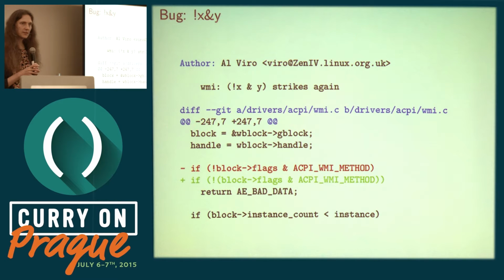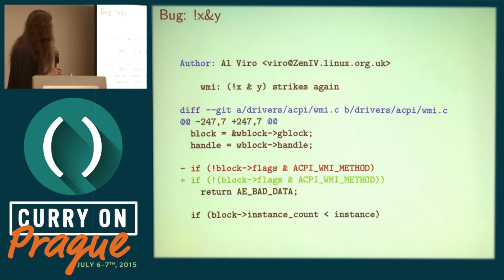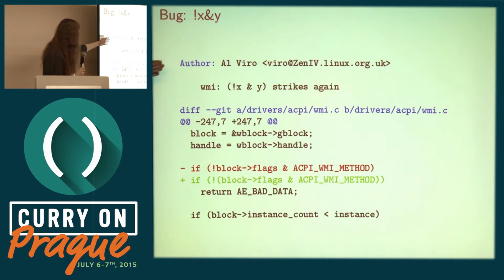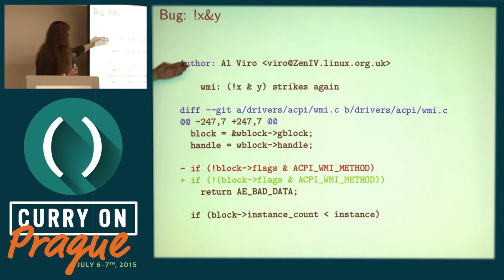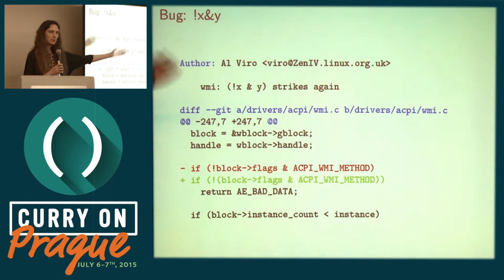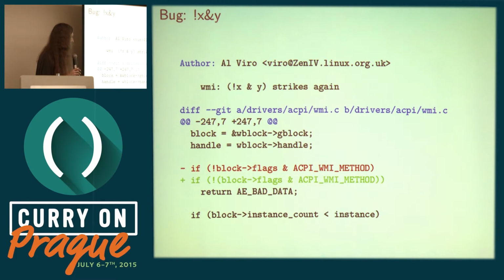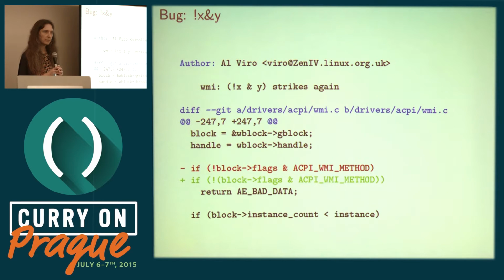So here's a very, very simple example, but one that has come up over and over again over time, not just in the Linux kernel, but in other C code bases. This is a patch, so it's a bug fix. It comes from someone named Alviro, who has a long experience with the Linux kernel, so he can say the exclamation point X and Y bug strikes again.